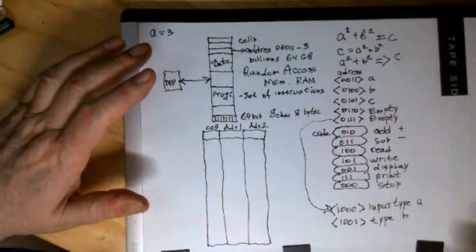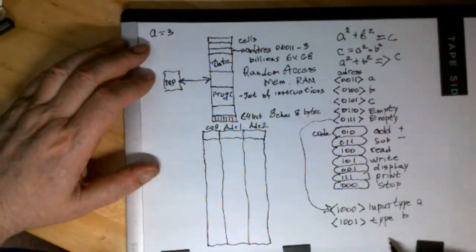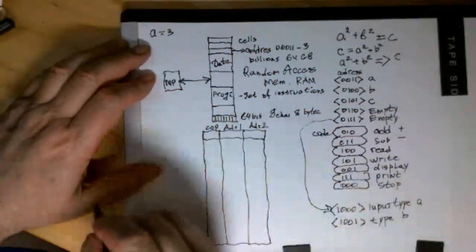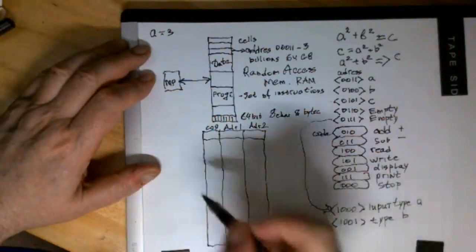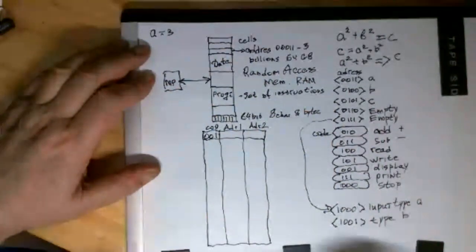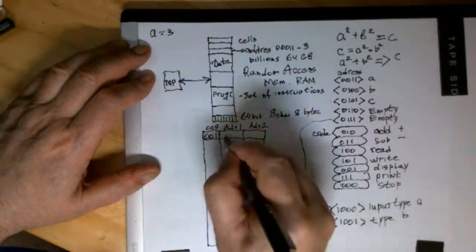Okay, starting. First, I would like to send information for the user, that the user must type the value of A. And I will put operation code display, 001. And what to display? Display this message, right? And the cell will be 1000.